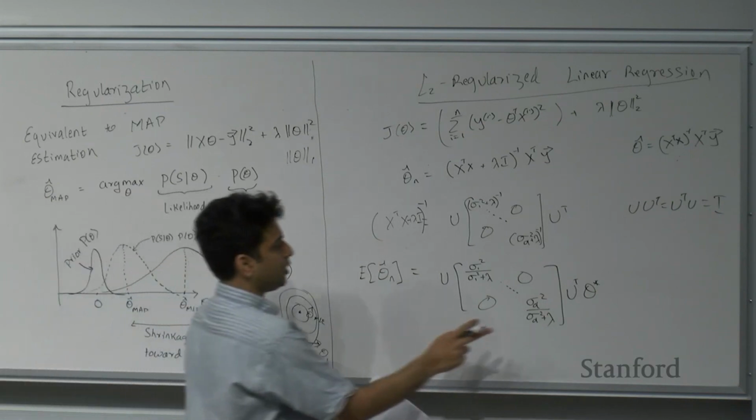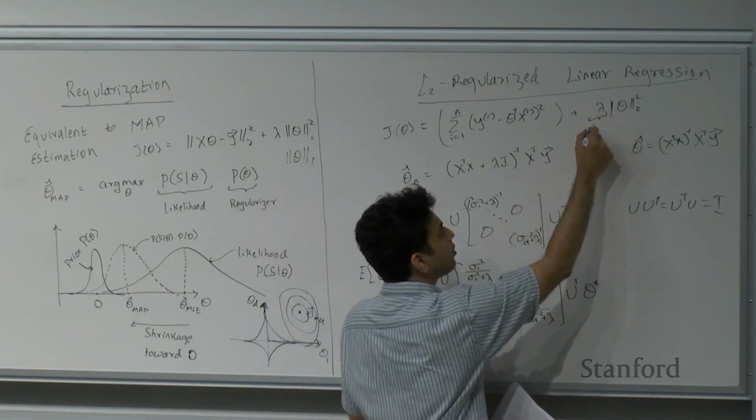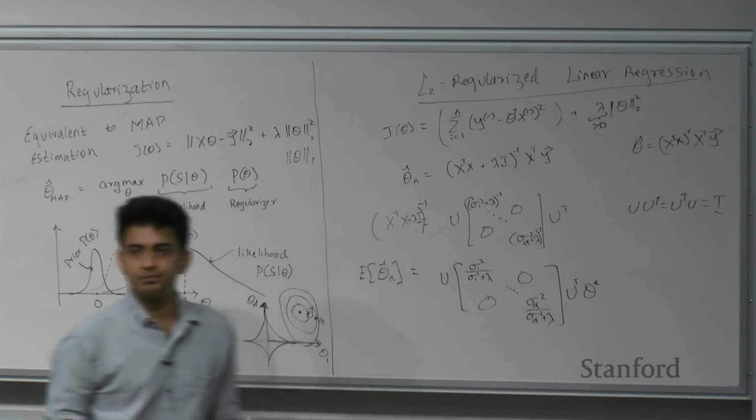So the question is, does lambda take on only positive values necessarily? Yes. So lambda in case of regularization is always greater than 0. Yeah, good question.